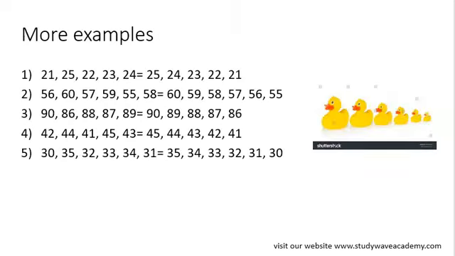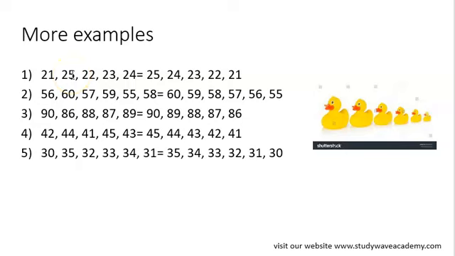Okay. We have more examples here. We are going to solve them by arranging the numbers from the biggest to the smallest. Okay, let's go. Are we ready? Okay. We have 21, 25, 22, 23, 24. So we have to identify the biggest number here. And the biggest number is number 25. So we are going to arrange from 25 to the smallest.